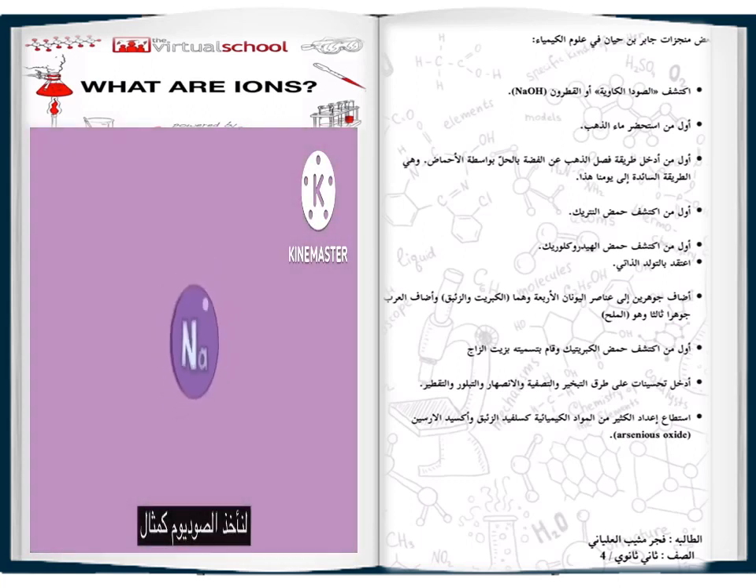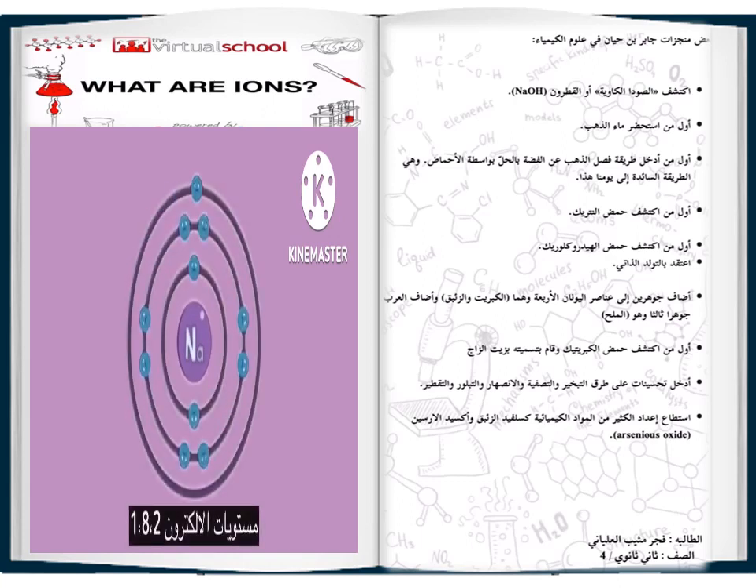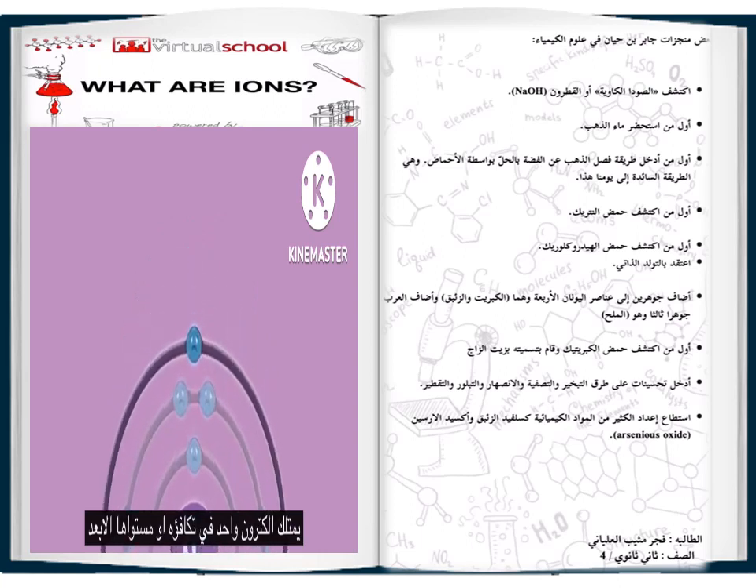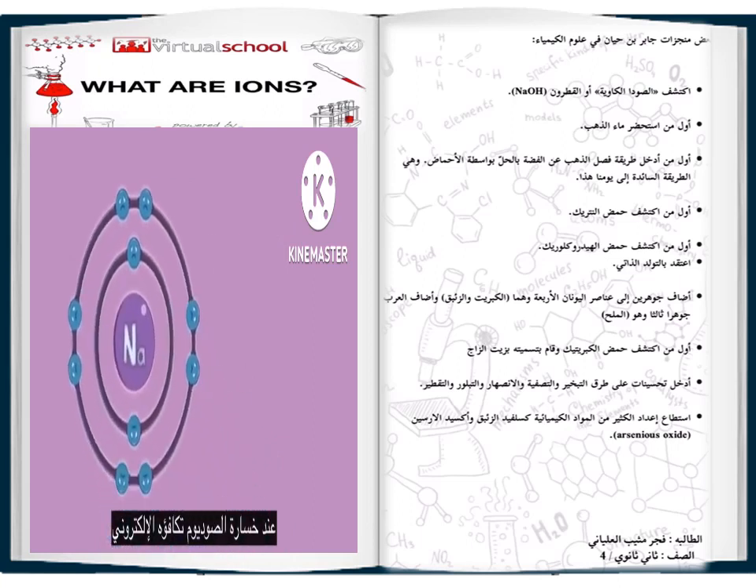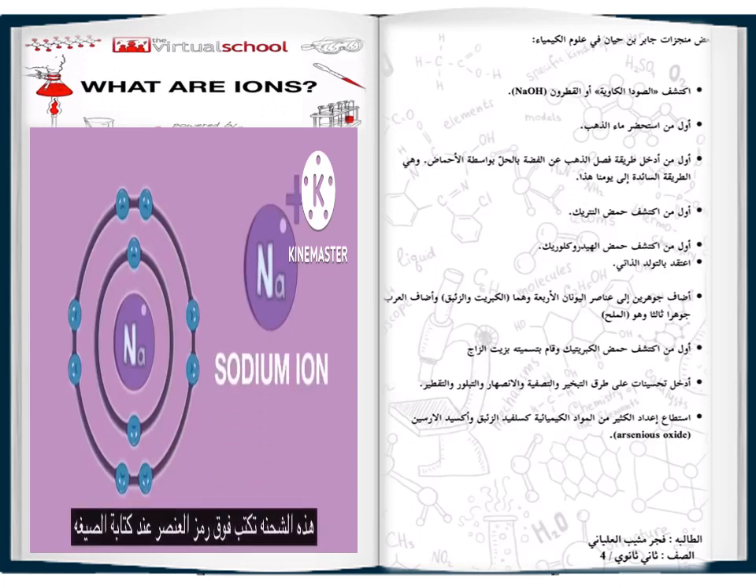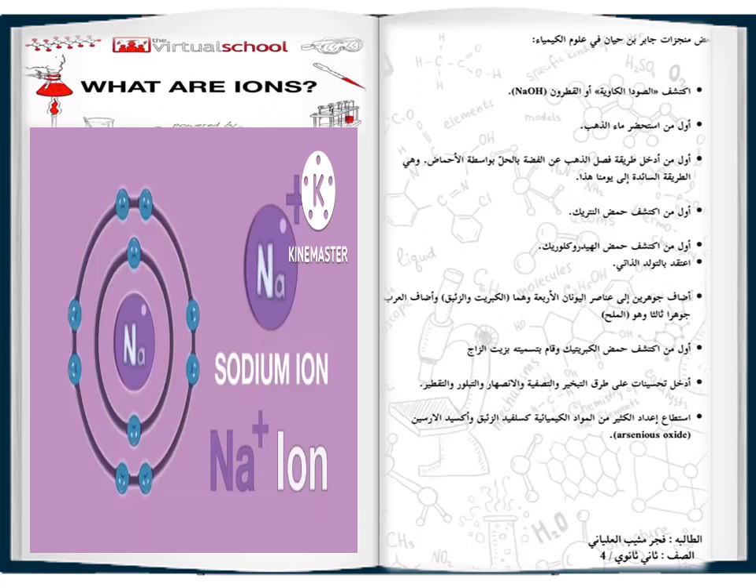Let's look at sodium as an example. Its electronic structure is 2, 8, and 1. It has 1 electron in its valence or outermost shell. When sodium loses this valence electron, it becomes a positively charged sodium ion. This charge is written as a superscript when writing the symbol.